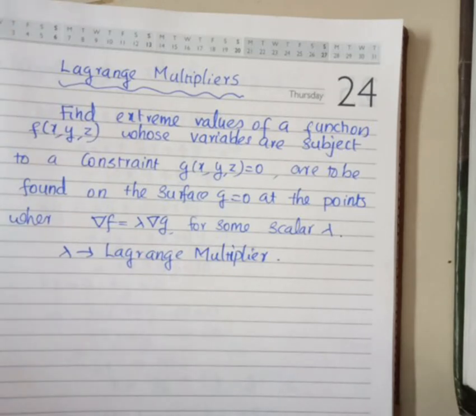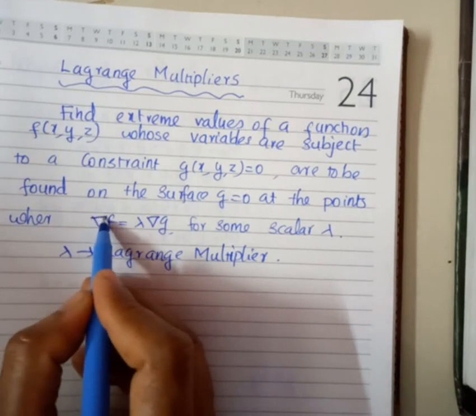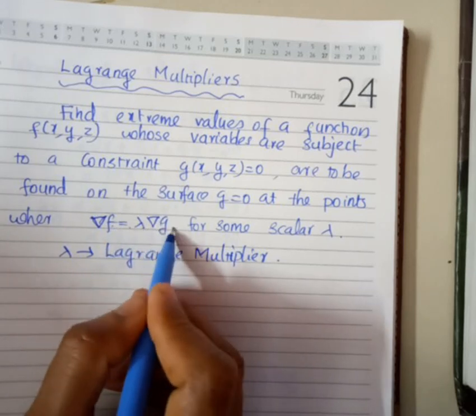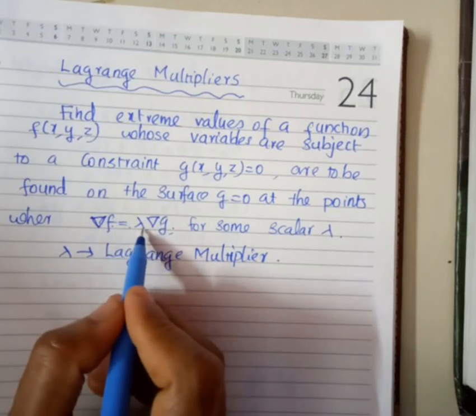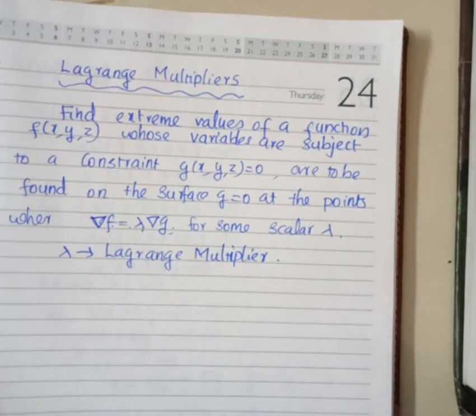First, given f and g, we consider the equation del f equal to lambda del g. Solve this equation and find this lambda. Then you will get the Lagrange multiplier. Then using this lambda, you can find the point at which the function is minimum or maximum, subject to the condition g of x, y, z equal to 0.